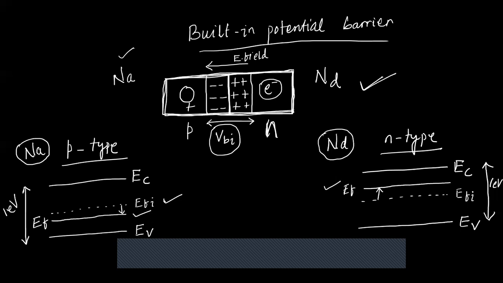Now when I combine this, what will happen initially, as we said, is that the majority charge carriers, electrons, will flow from N region to P region, and holes similarly will flow from P region to N region. Then they will reach an equilibrium condition, after this diffusion of majority charge carriers from N to P or P to N.